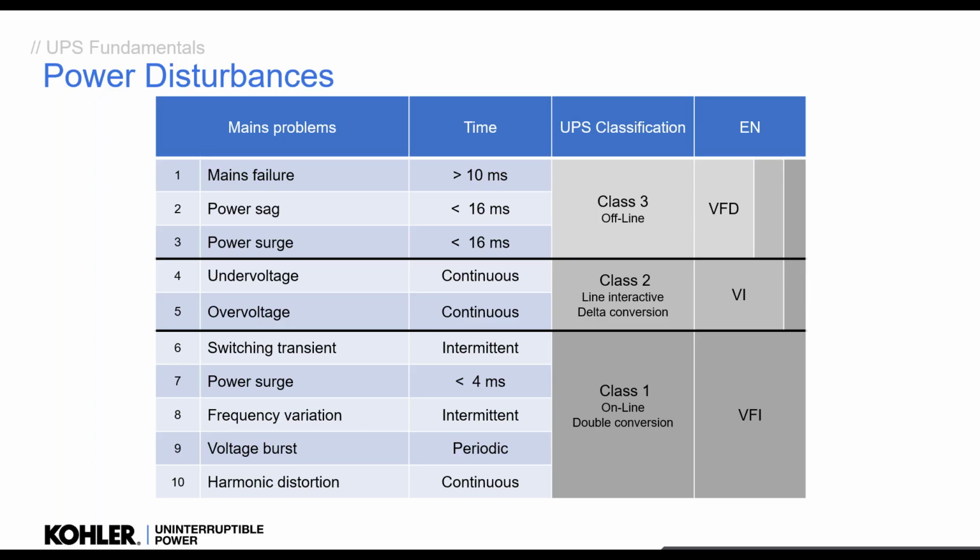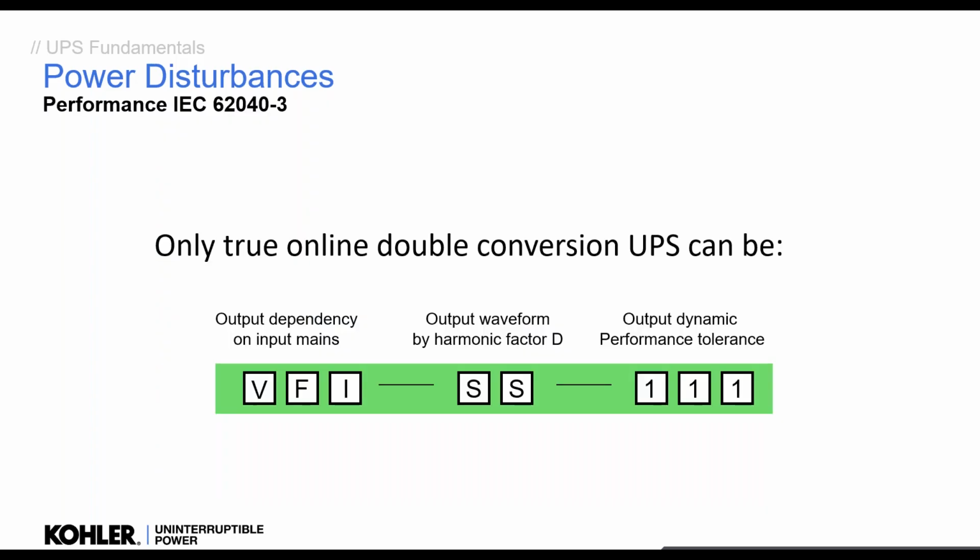And if you want to protect against all disturbances, including frequency variation, harmonic distortions, and transients, then we need a class 1 online double conversion UPS, or a VFI. Now, a true online double conversion UPS will always have a VFI, which is voltage and frequency completely independent of the input. The output waveform is sinusoidal at all times, and the output dynamic performance is 111, which means there's no break at all for any period of time. And this is in accordance with 62040 Part 3, which is the standard for UPS performance.